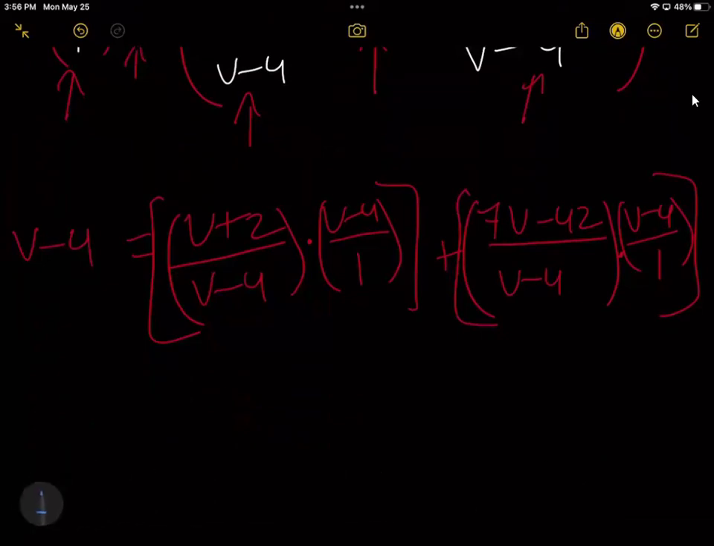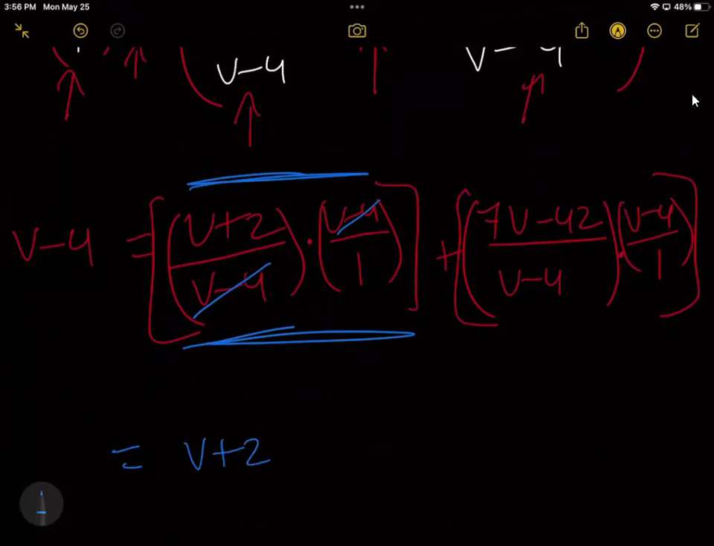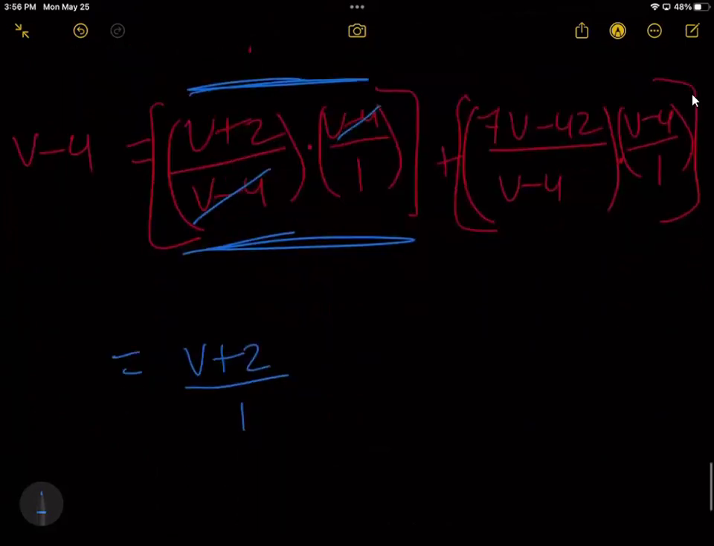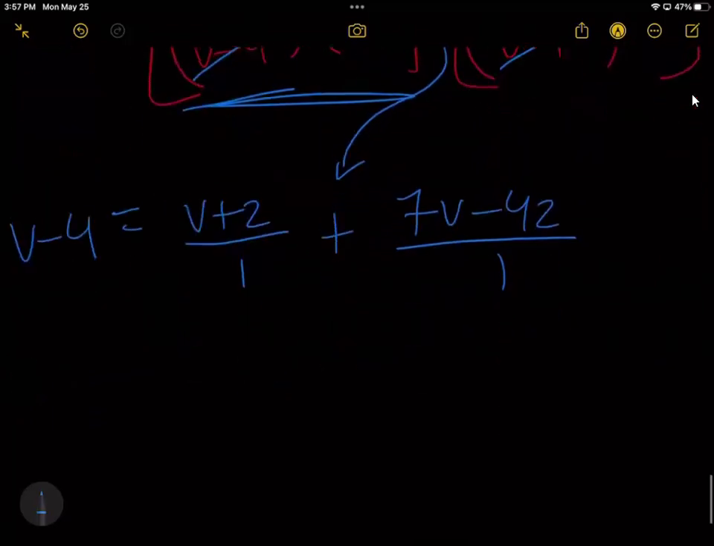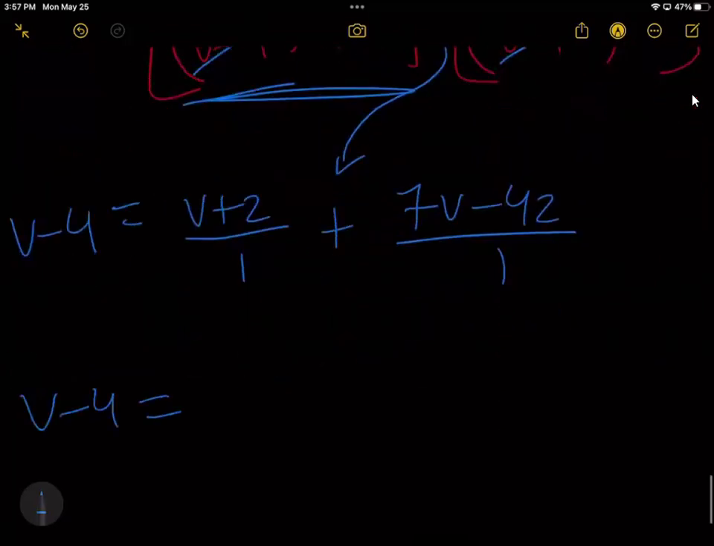So then when I multiply these two right here, this cancels here. So then we end up with v plus 2 over the top and 1 on the bottom, which we know is just v plus 2. Then we have our plus sign that we're not going to drop. And then we have these that cancel right here, which gives us 7v minus 42 over 1, which we know what that is.